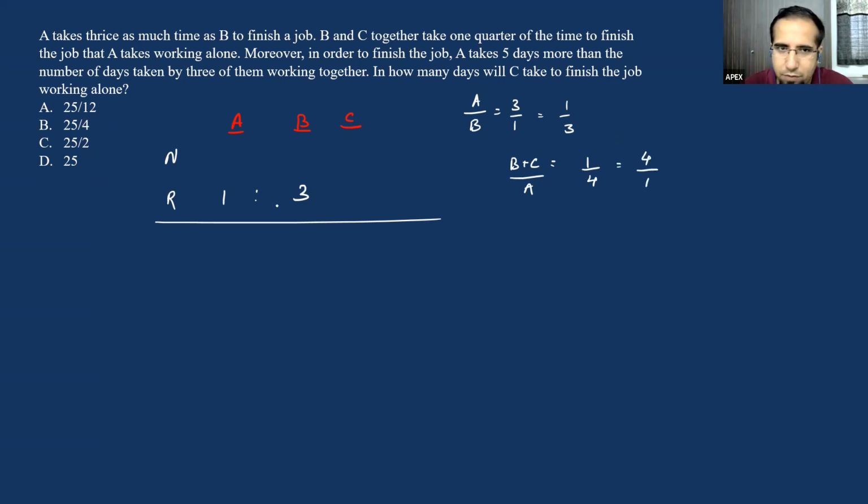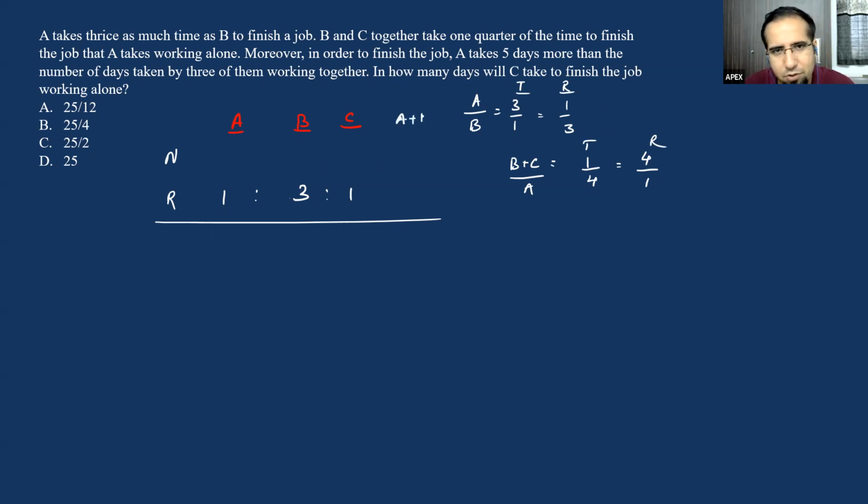So A is already 1, which means B plus C should be equal to 4. So C also I'm giving it as 1. This is time efficiency. This is time ratio and efficiency ratio. Similarly, time ratio and efficiency ratio. Right. Moreover, in order to finish the job, A takes 5 days more than the number of days taken by all the three of them together.